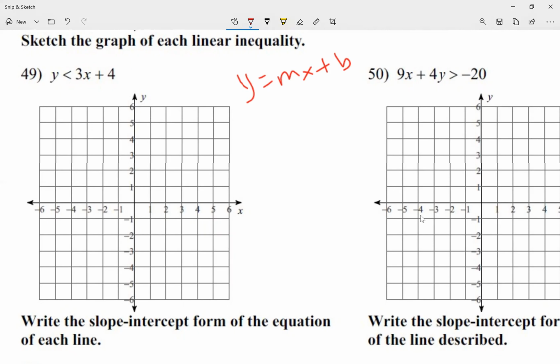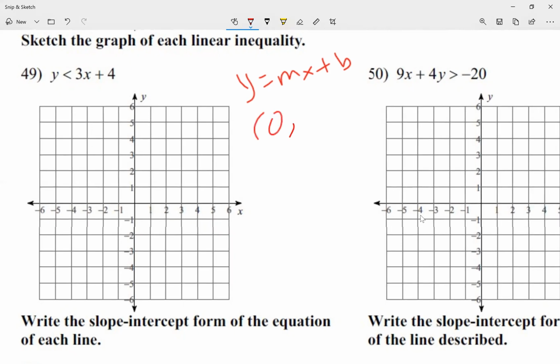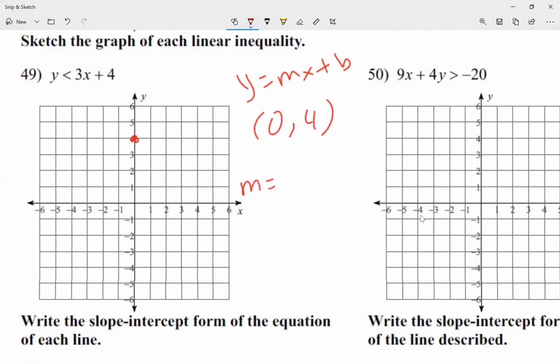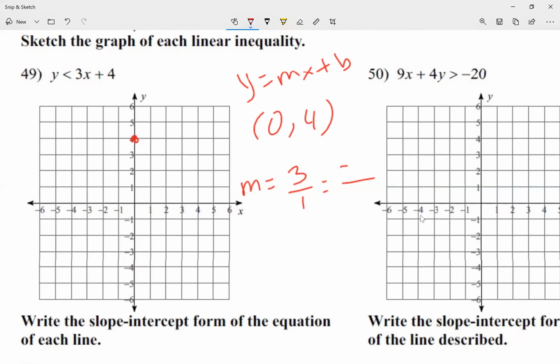So my first point is the point 0, 4. I can easily plot that point. My slope, the number in front of the x, I need it as a fraction. So this says go up 3, 1 to the right. Now, unfortunately, I don't have room enough to go up 3. So when that happens, let me switch the signs top and bottom. Gotta switch both. So -3, -1. So now this says go down 3, 1 to the left. I can do that now.